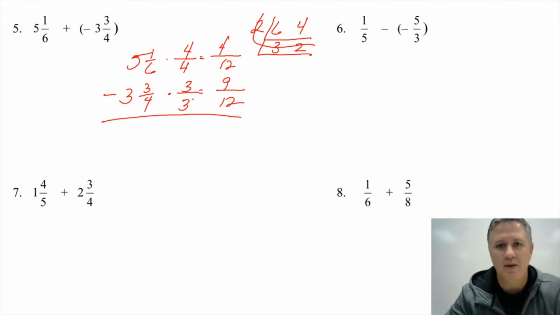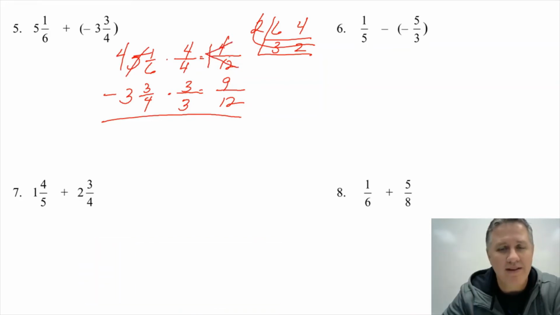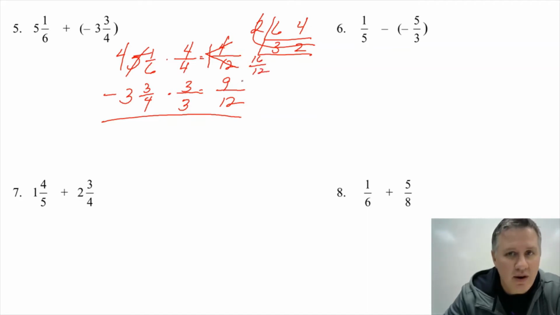All right, so here's the problem. I got my equivalent fractions, and I can't take 9 from 4. So this is where I say I'm going to borrow 1, and I'm going to put the 1. And now I'm going to make this improper. All right, so I borrowed 1, put the 1, and I have to make it improper. 12 times 1 is 12, plus 4 is 16/12. So now I can do it. I can take 9 from 16, right? I just had to borrow some. So 9 from 16 is 7/12, and 4 minus 3 is 1. So you end up getting 1 and 7/12.